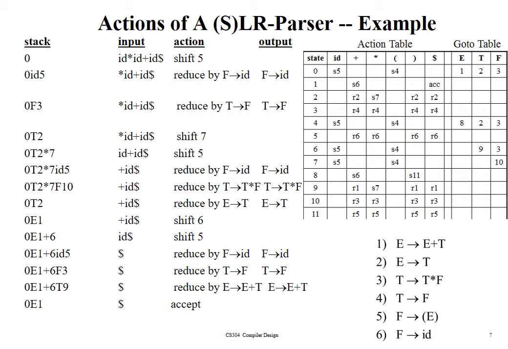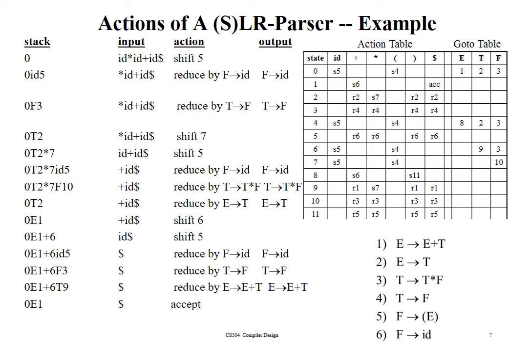Then again current stack top is 5. Currently the input pointer is pointing to star. So what is the next thing? We have to observe what is 5 under star. 5 under star is R6. That means reduce using the 6th production. The 6th production is F gives ID. The one thing you have to remember is that the productions have to be numbered sequentially.